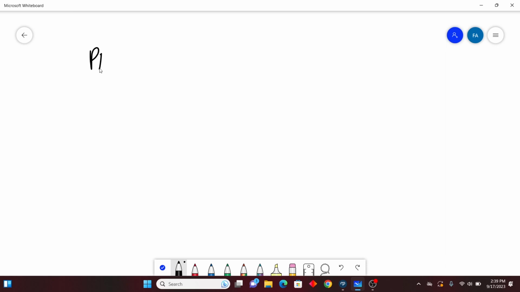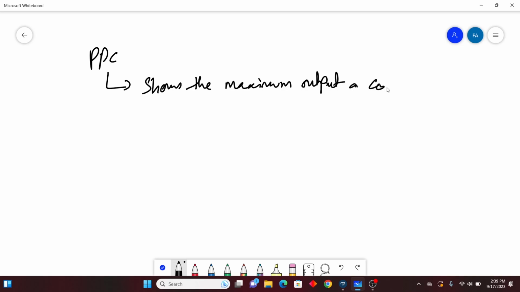So let's start with the PPC curve. What do you mean by the word PPC? PPC shows the maximum output a country can produce.